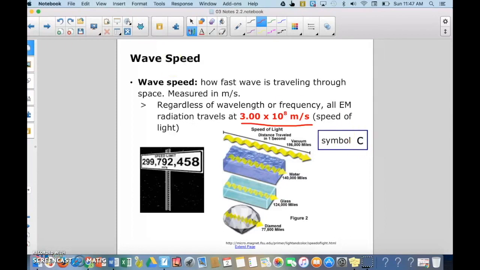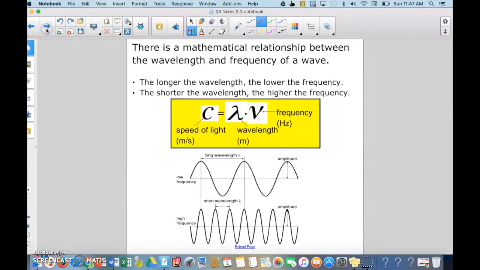Now that we know what the wavelength is, what the frequency is, and what the speed of the wave is, we're going to relate the three of them through an equation. There is this equation that relates the speed of light, the wavelength of a specific wave, and the frequency of that wave. The wavelength of the wave times the frequency of the wave is equal to the speed of light.